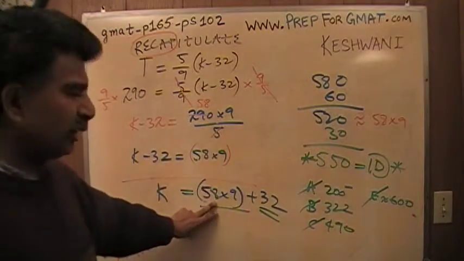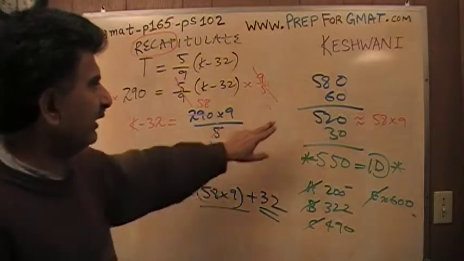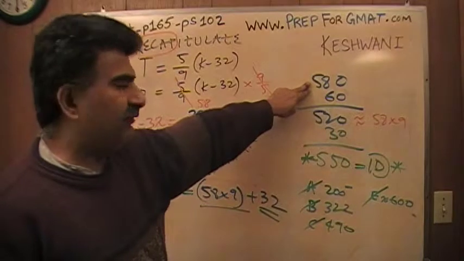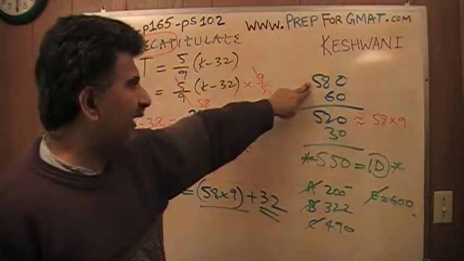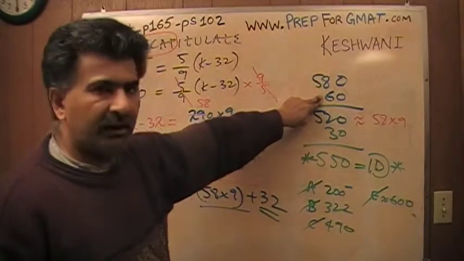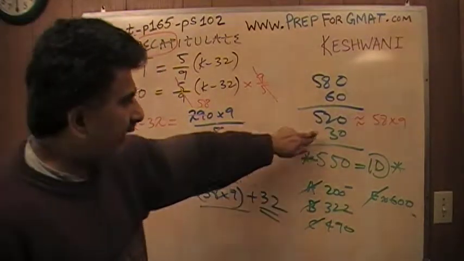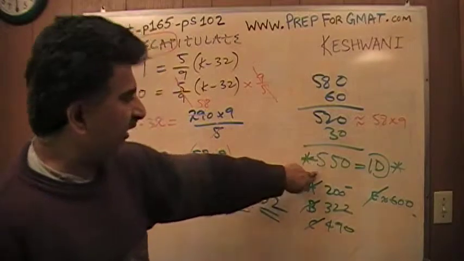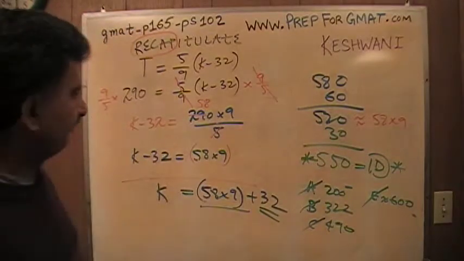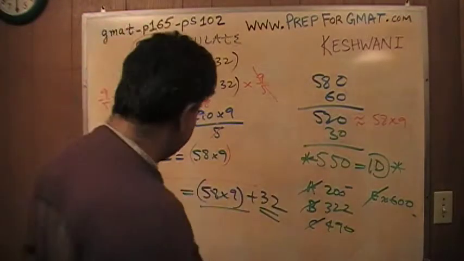Now the next question is, how do I find out 58 times 9? Well, I know 58 times 10 is, just stick a 0 at the end, it's 580, minus 58, which I approximated to 60, is 520. I have to add another 32, so I added another 32, which comes out to be 550. It's around 550. And of course the answer is D. That's all it is.